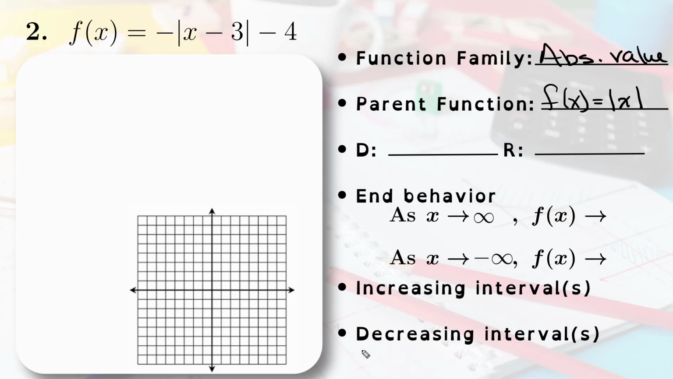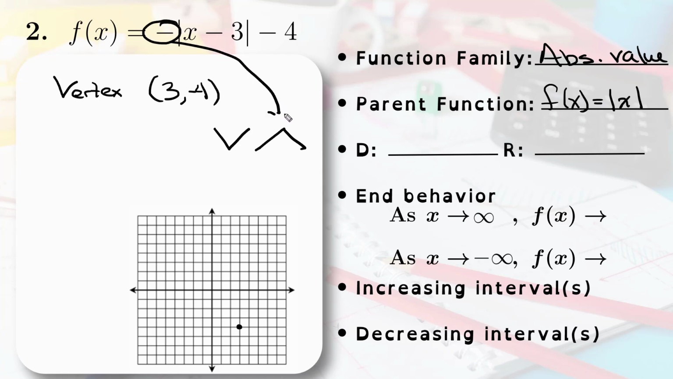Before I can do any of the rest of these, I need to graph it. When I'm graphing absolute value, I need a vertex. So my vertex is at 3, -4. So I come over here to 3, go down to -4, put my dot. And remember, absolute value makes a V. We're either going to have a V or an upside down V, depending on our sign. If it's negative, it's going to be upside down.